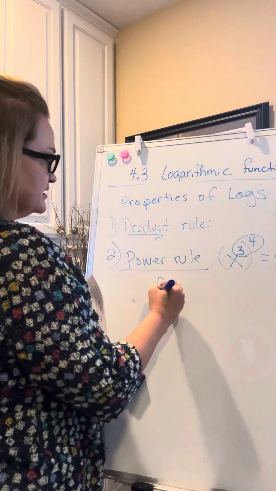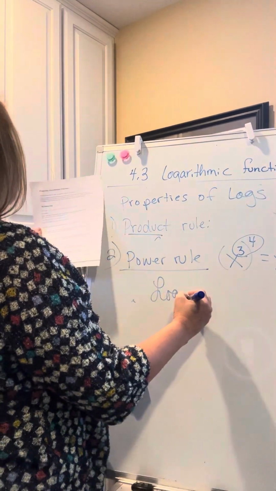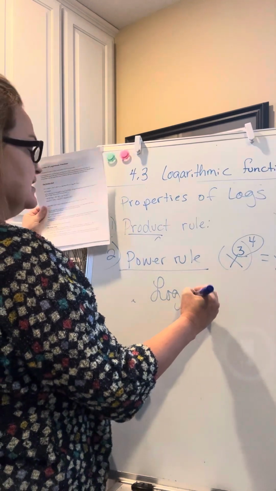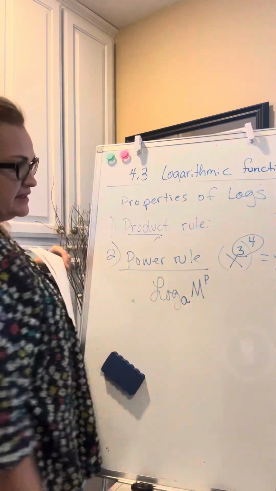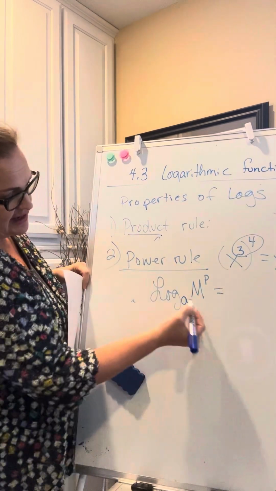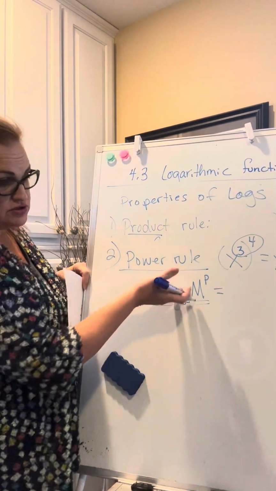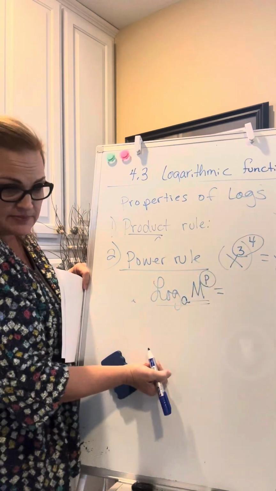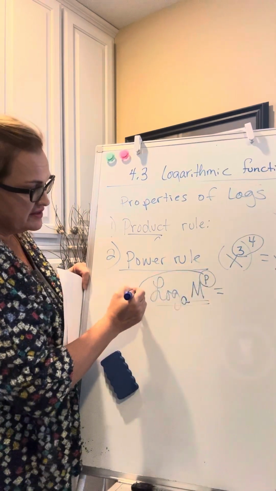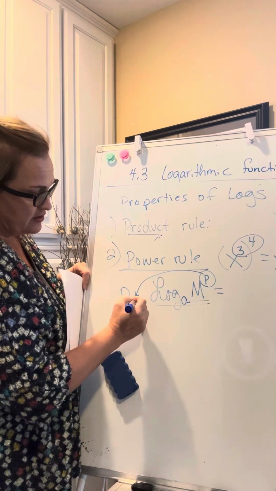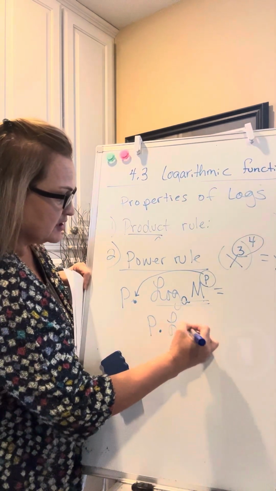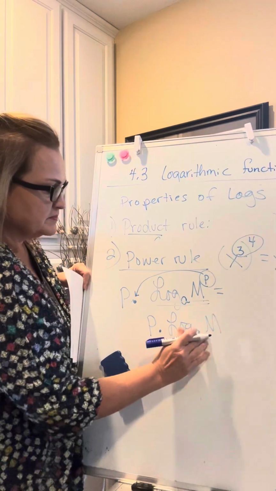With logs, it would look like this. Log base, and let's see how it's written officially on your note packet. Log base A of m raised to p. We could write that as, and a log is basically the answer to the log is an exponent. So this is an exponent raised to an exponent. So we would bring this in front of it as a multiplier. Write it as p times log base A of m.